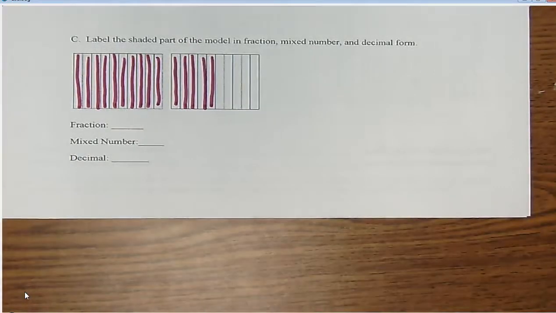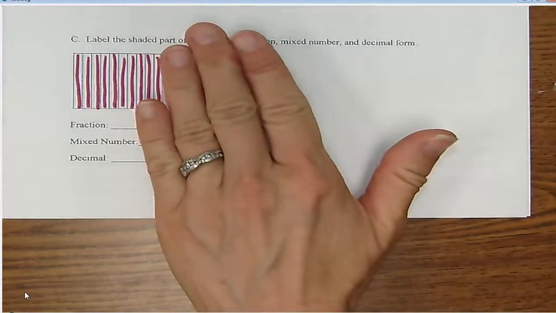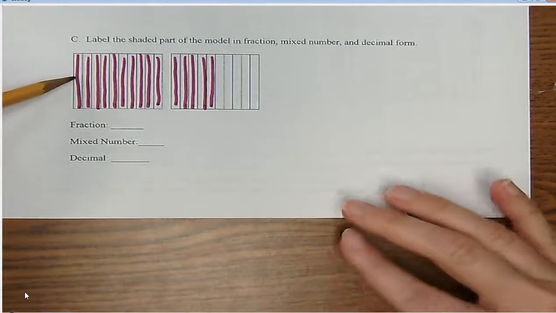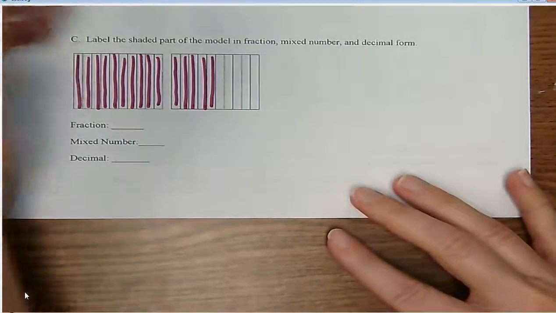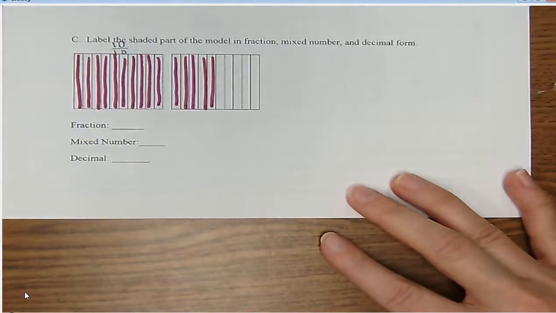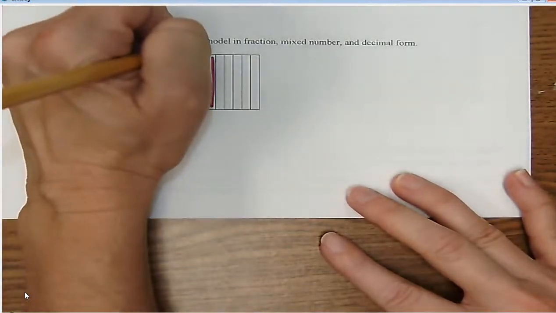Alright, so I want us to understand that you can have a fraction or an improper fraction, a mixed number, or you can have a decimal. So let's think about the fraction. How many pieces are in one whole? Well, there's 10. That means that these could be called tenths. There are 10 tenths colored here, so I'm going to write 10 tenths plus 5 out of 10 on this one.